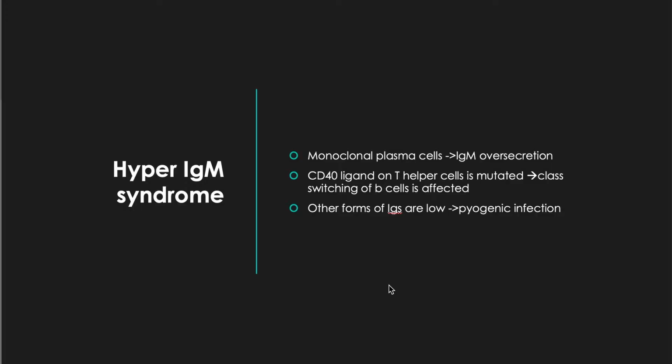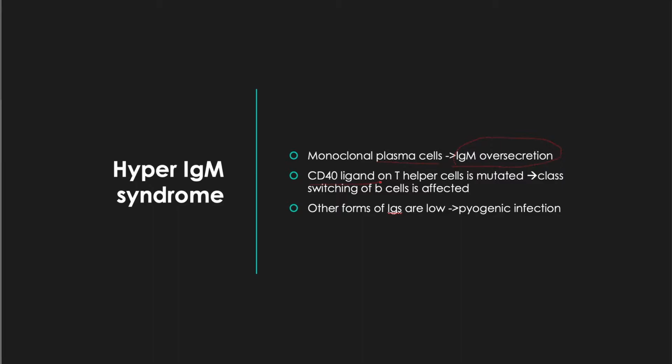The next one we're going to talk about is hyper IgM syndrome. Again, from the name, we can infer that there's going to be excess secretion of IgM, and this is because of monoclonal proliferation of one type of plasma cells. And the defect involves CD40 ligands on T helper cells. So the pathogenesis is basically that the CD40 ligand on the T helper cell is mutated.